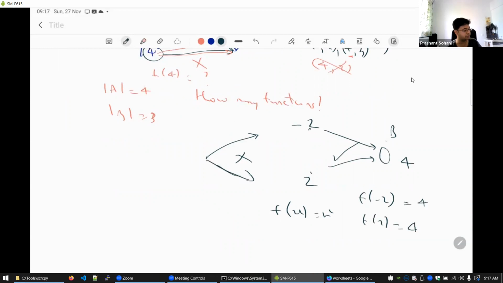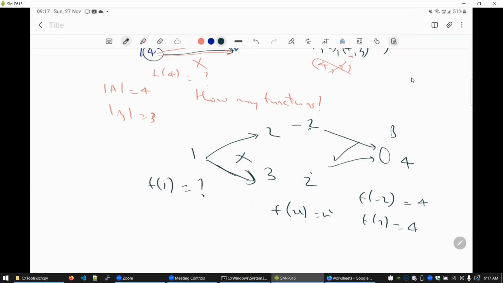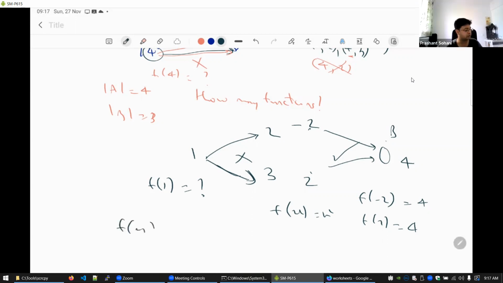But if this picture happens where one element is being assigned to 2 values, let's say one is being mapped to 2 and one is also being mapped to 3, then you cannot write the value of f of 1 without ambiguity, right? Sir, so basically f of x is equal to root x is not a valid function. f of x equal to root x.